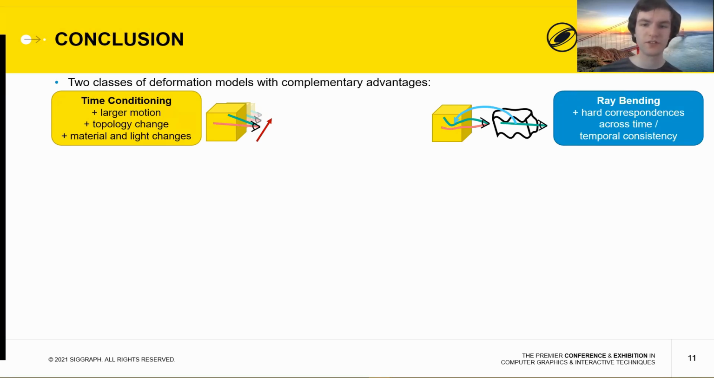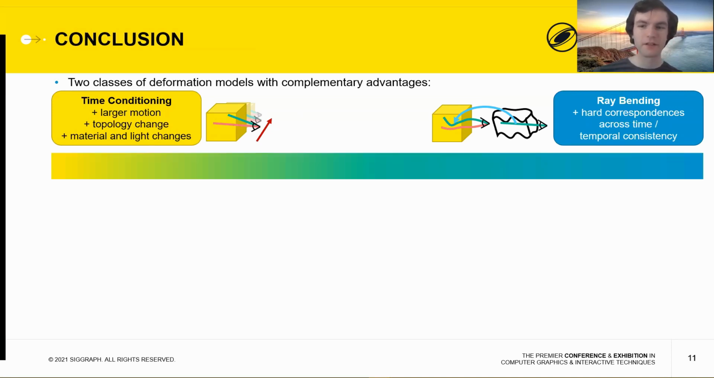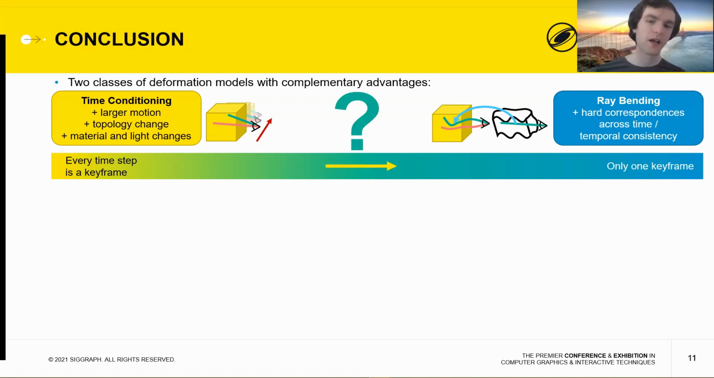Now, there's nothing new under the sun. What we have here are not 2 distinct classes. Instead, they are the extreme ends of a spectrum. Time conditioning treats every time step as a keyframe. Ray bending, on the other hand, uses, in a certain sense, only a single keyframe, namely the canonical model. We will hopefully see methods that fall somewhere in between in the future. We might also imagine a method that starts on the time conditioning end of the spectrum and anneals into a single keyframe over the course of training.